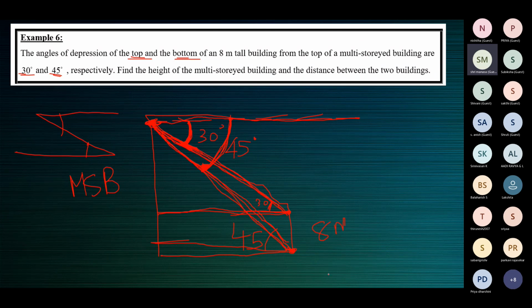Find the height of the multi-storied building. This is the height of the multi-storied building. And the distance between the two buildings. This is the distance between the two buildings, not the distance between their tops or something. The distance between the two buildings, so between their feet, this one below.